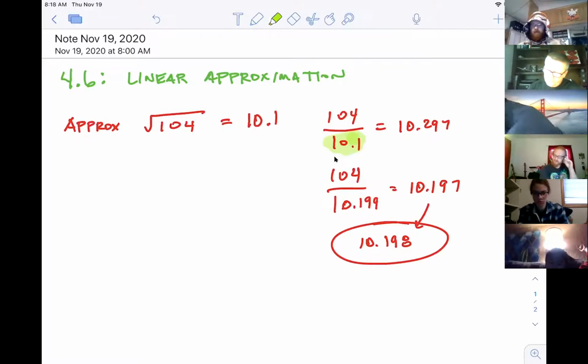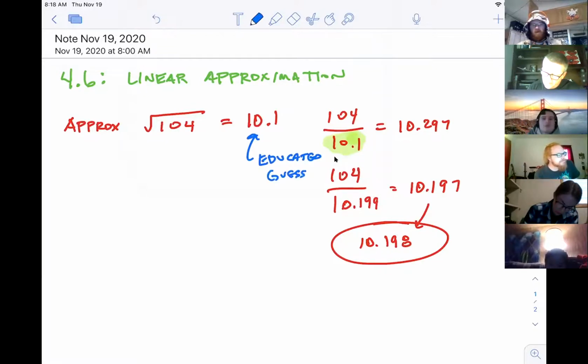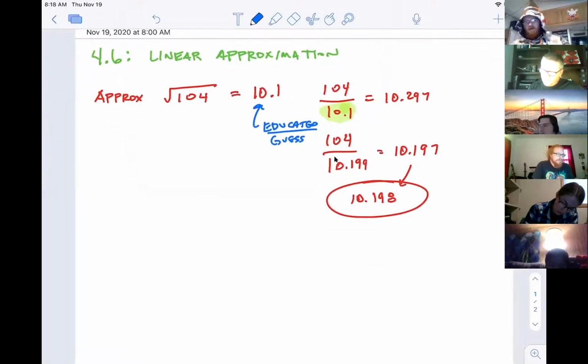So I guess it's important that you understand that this was an educated guess, highlighting the word educated. All right. So you and I know it's around 10.1, but it turns out, no, it's actually more like 10.2. And by the way, that really surprised me. I thought it was going to be under 10.1. I was guessing like 10.08. I thought it was going to be a lot closer to 10 than 10.2. So that kind of surprised me.